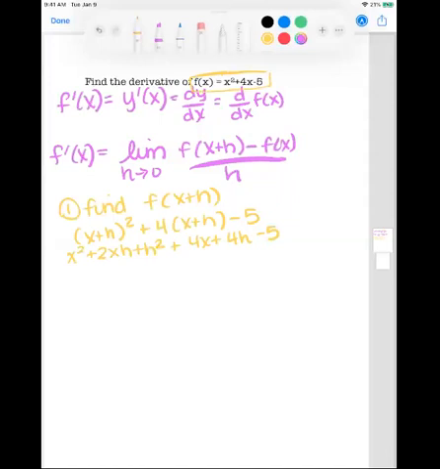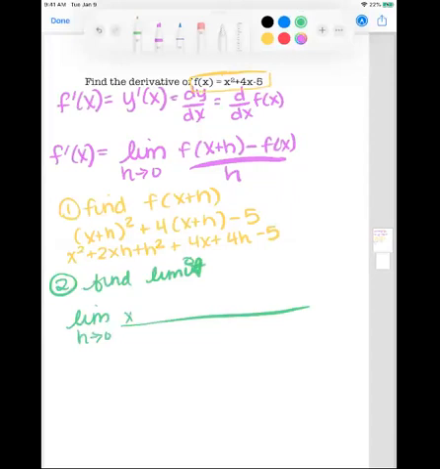So the next thing I'm going to do is put it all into my limit. So now I will find the limit, which is essentially finding the derivative. Okay, so limit as h approaches 0. Now, instead of my f of x plus h, I'm going to put this whole big long polynomial into that. So I'm just copying directly from there, x squared plus 2xh plus h squared plus 4x plus 4h minus 5.